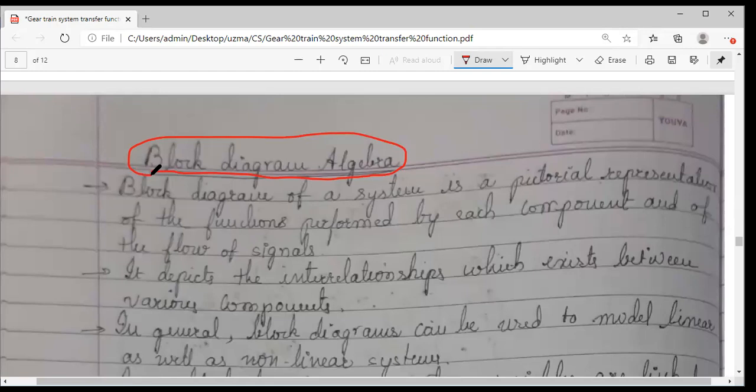That is the first concept. Now we have another concept, that is block diagram algebra. Even a block diagram can be used to find the transfer function. Okay, so let's see what it is.